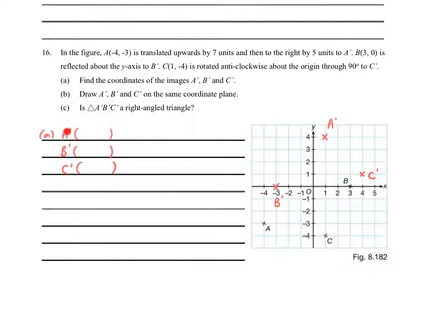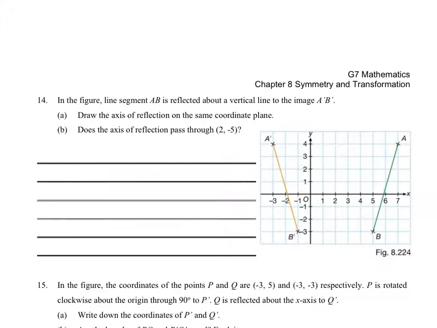For part A, you have to write down the coordinates here. For part B, you have to draw the images on the coordinate plane. It means that you have to mark the crosses and write the labels next to them. For part C, you may join them in order to judge whether it is a right angle triangle. I believe you will find this angle a right angle, so you just need to answer yes without any explanation.